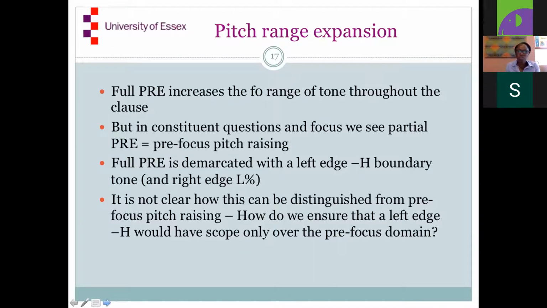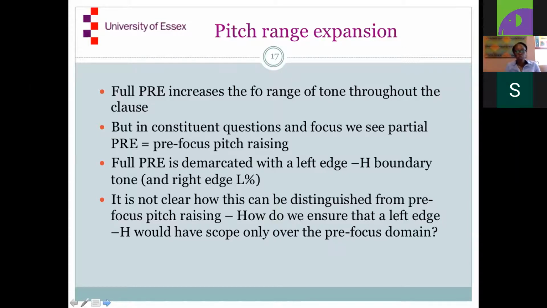So then for pitch range expansion, it seems that from this last example that we saw with respect to the polar questions, we see full or total pitch range expansion, which increases the F0 range of the tone throughout the whole clause until the final end, when we see a final lowering. But what we saw in constituent questions and in focus constructions, new information focus, we only saw partial pitch range expansion, which I would like to then say, is this an indication of pre-focus pitch raising?